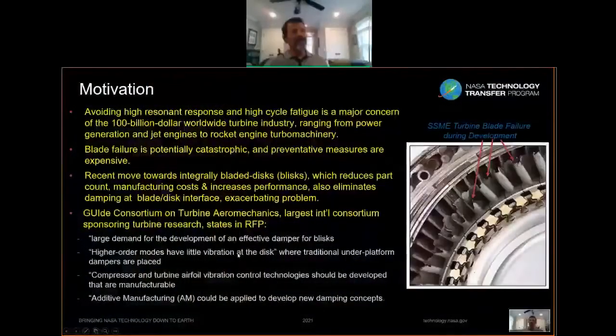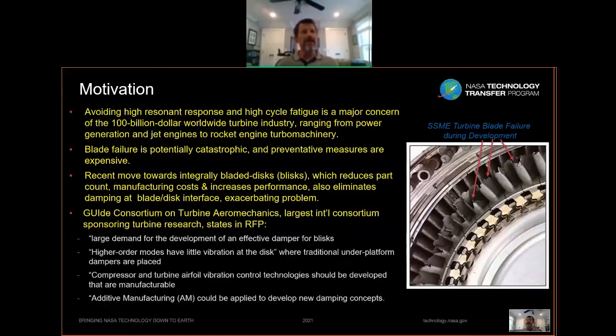So the motivation for this innovation is to avoid high resonant response and high cycle fatigue, which is a major concern of the $100 billion worldwide turbine industry. And the turbine industry ranges from power generation, where turbines actually make 75% of all the power that's used around the world, to jet engines, to rocket engine turbine machinery. And the big problem is failure of the turbine blades.